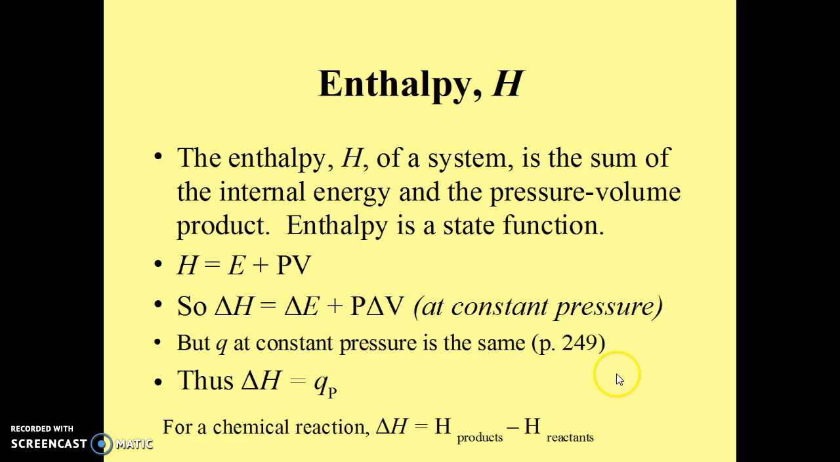So for a chemical reaction, the change in enthalpy is equal to the enthalpy of the products minus the enthalpy of the reactants. And in fact, in all of thermodynamics, whatever we're measuring of the products minus whatever we're measuring of the reactants is the change in that particular property.